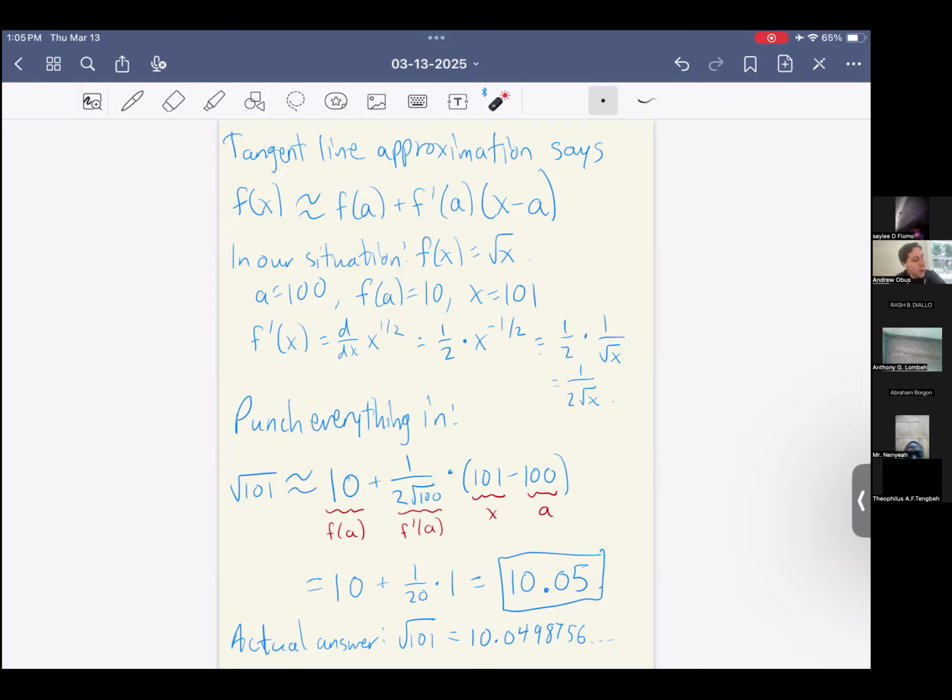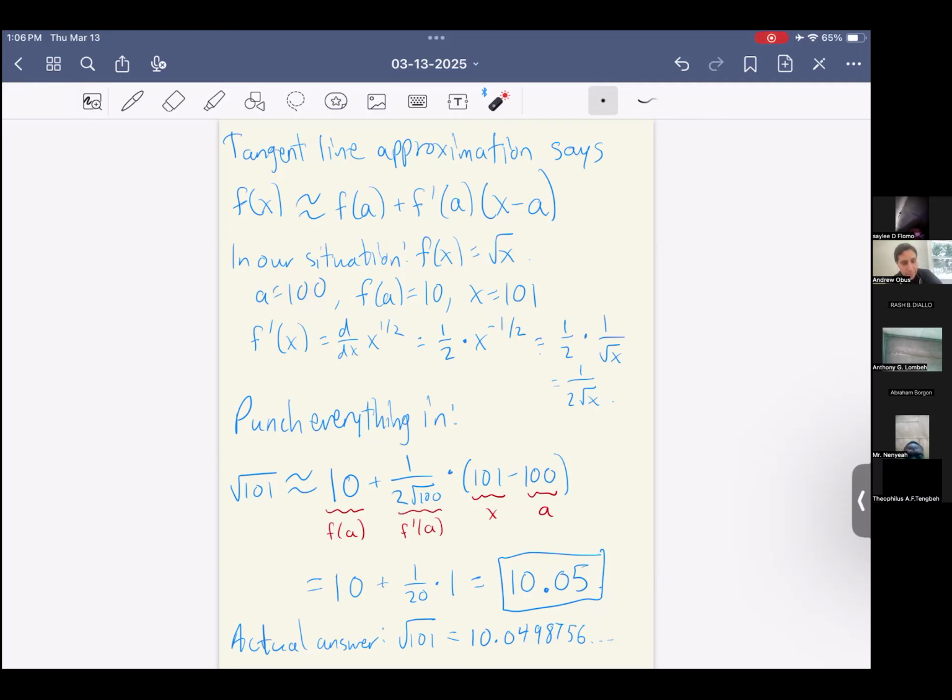But this tangent line approximation actually lets you get a pretty good approximation to 2 decimal places. This is correct to 2 decimal places. So this tangent line approximation is pretty impressive, at least when you know the real value at some point close to where you want to learn the value.